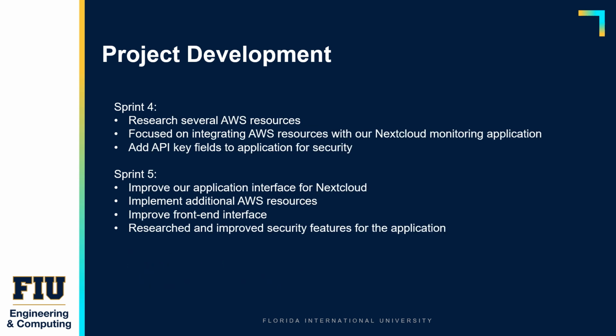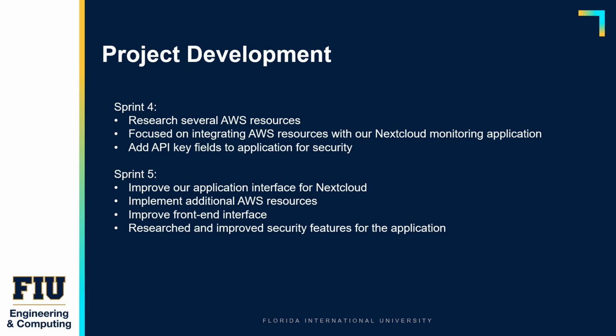After the successful integration of the EC2 instance, for sprint 4 we wanted to add several more AWS resources to be shown on our monitoring panel. So we focused on integrating more AWS resources. We added API key fields for the application for security.